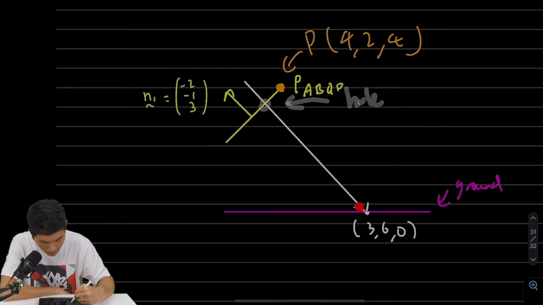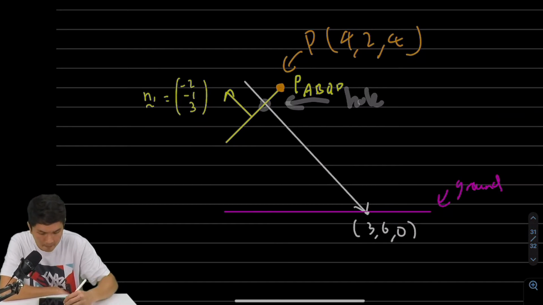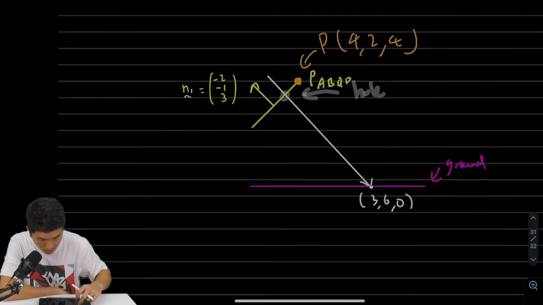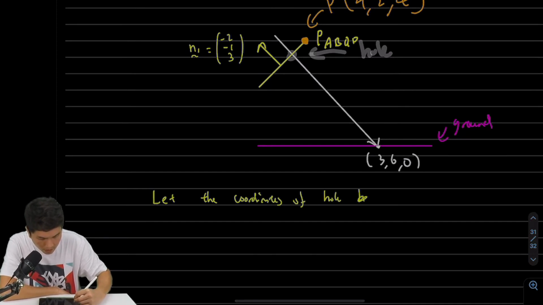With this, I can form an equation of a line, the vector equation of my sunlight over here, and it has to intersect with the plane. I also have the Cartesian equation or scalar product form of my plane as well, so I can solve simultaneous equations my way out of this part 4. So first of all, I'm going to let the coordinates of the hole be, say, some alpha, beta, and gamma.